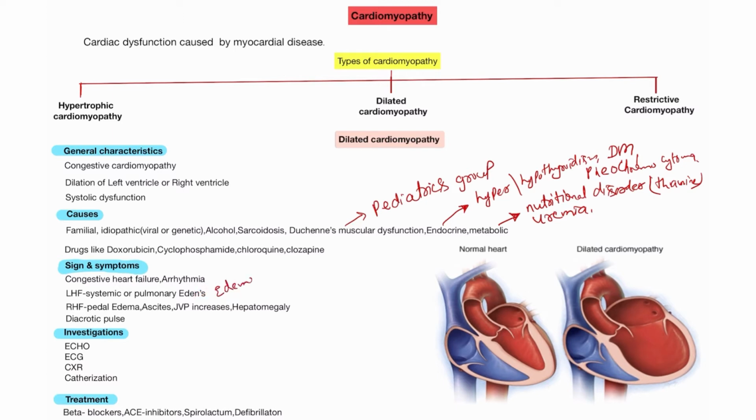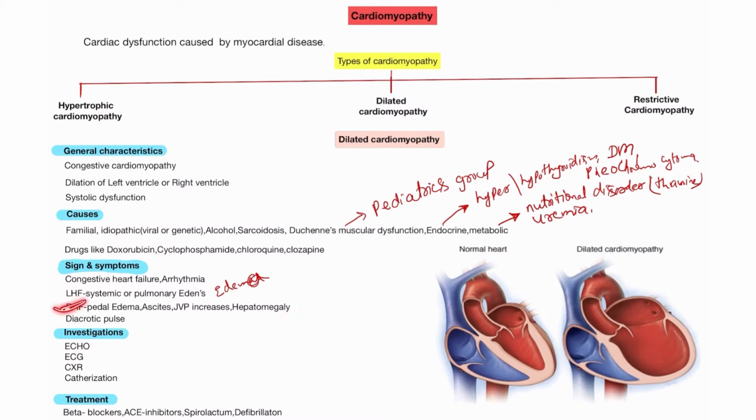Pulmonary edema also causes left heart failure. If right heart failure, you will see right heart dilation, then you will see pedal edema, ascites, and JVP. In a normal person, JVP is normal, not increased or decreased, but in a dilated cardiomyopathy patient, JVP increases. And also you will see hepatomegaly.